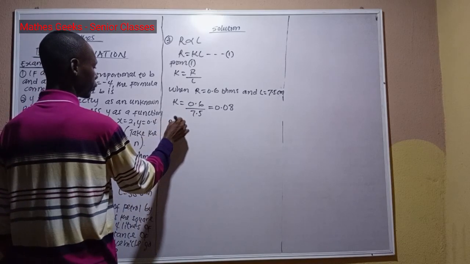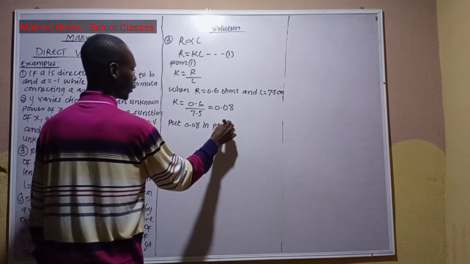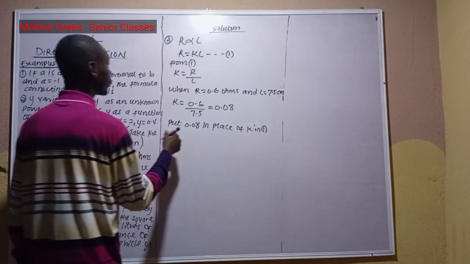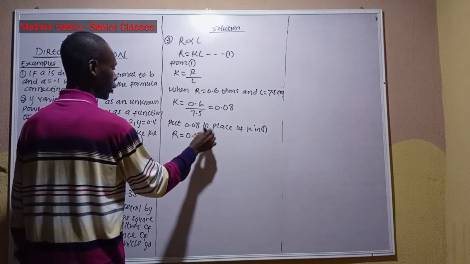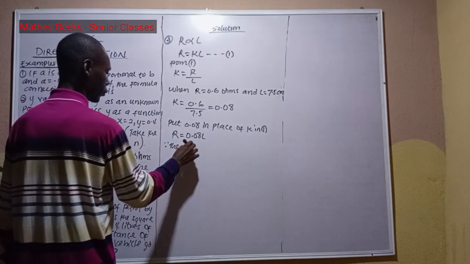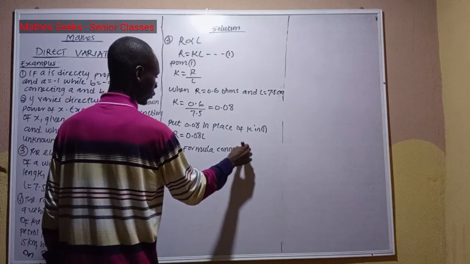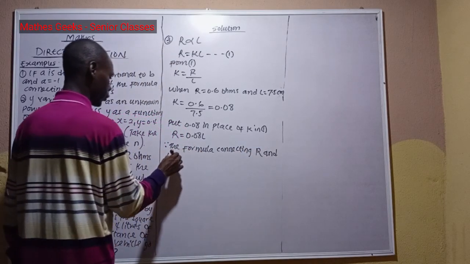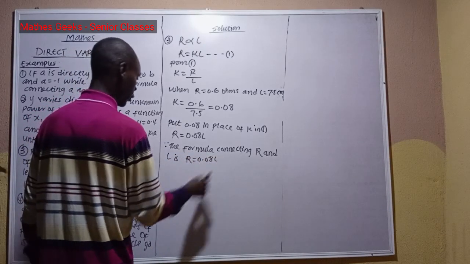Put 0.08 in place of k in equation 1. So R is equal to 0.08 L. The formula connecting R and L is R is equal to 0.08 L.